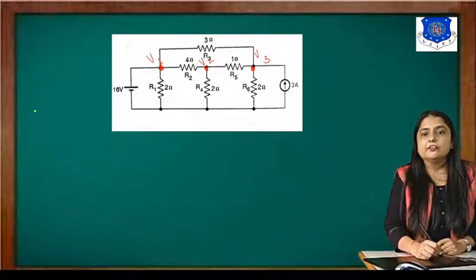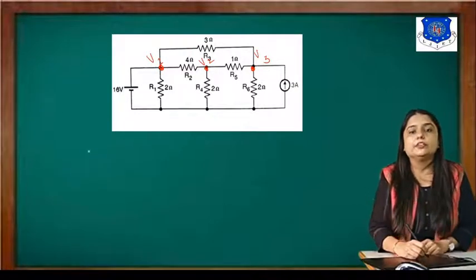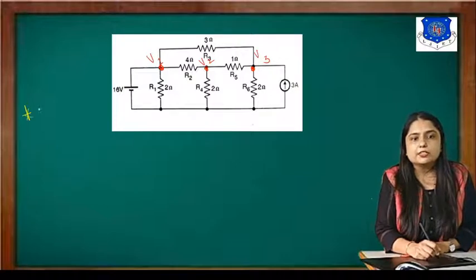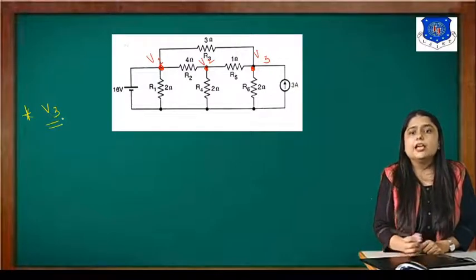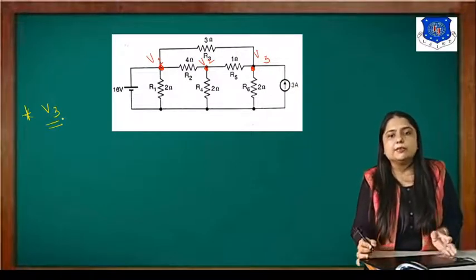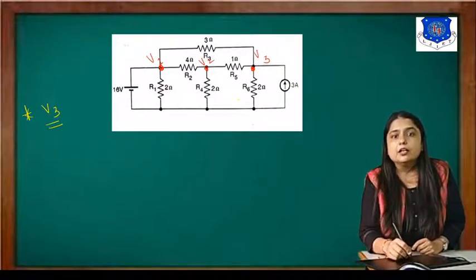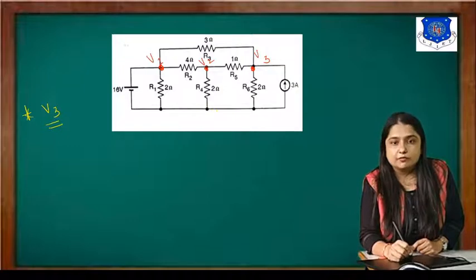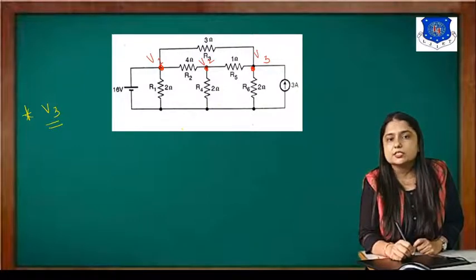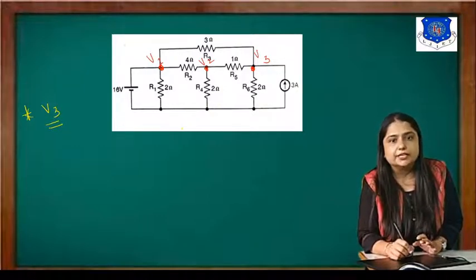Now we will write the equation for the node V3. Here also we consider the same: the incoming current equals the outgoing current. So for this 1 ohm resistor, I am considering that current as an incoming current.